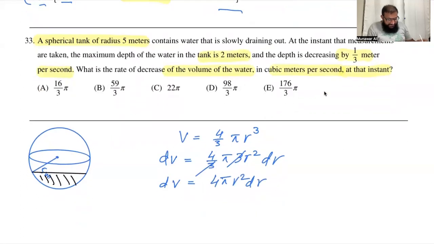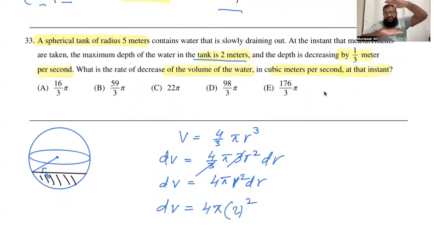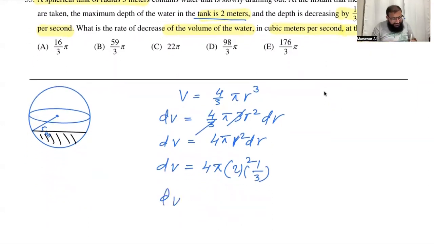Now I just need to substitute the values. So 4 pi, this is r. What is the radius? What is the height over there? Not the radius, it's 2. Is it 2? Yes, it's 2. And the depth is decreasing by 1/3. Depth is decreasing, it means there is a fixed radius, and that radius is decreasing. So that's 1/3. So you just need to simply, that will give you the rate of change of volume, or in other words, that will give you dV.